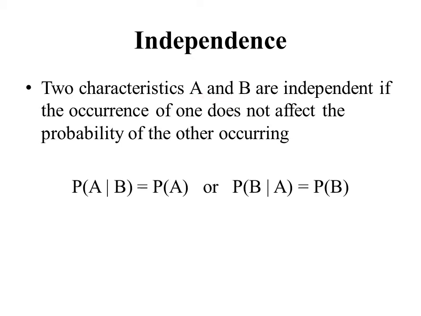In maybe a little more formal terms, we could define this in terms of conditional probability. They're independent if the probability of A, given that B has occurred, equals the probability of A. This is just a formal way of saying that the occurrence of B does not affect the probability of A. Likewise, the probability of B, given that A has occurred, equals the probability of B occurring. So again, the occurrence of A has no effect on the probability of B occurring.